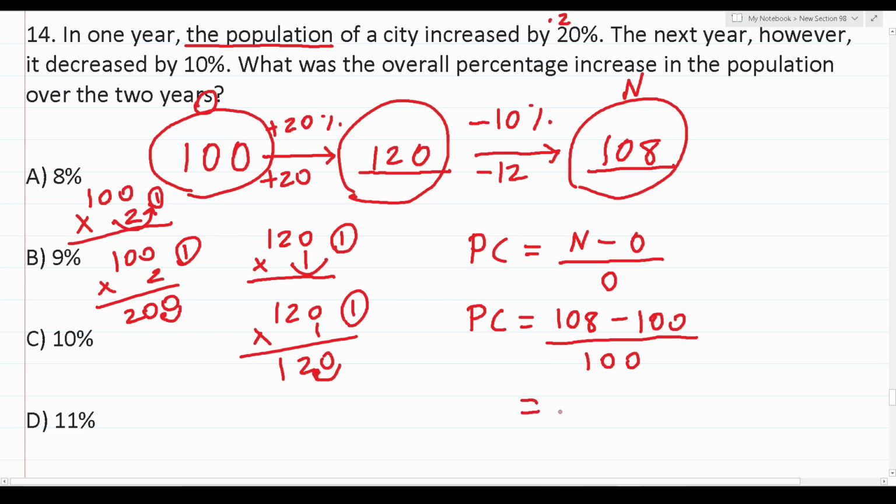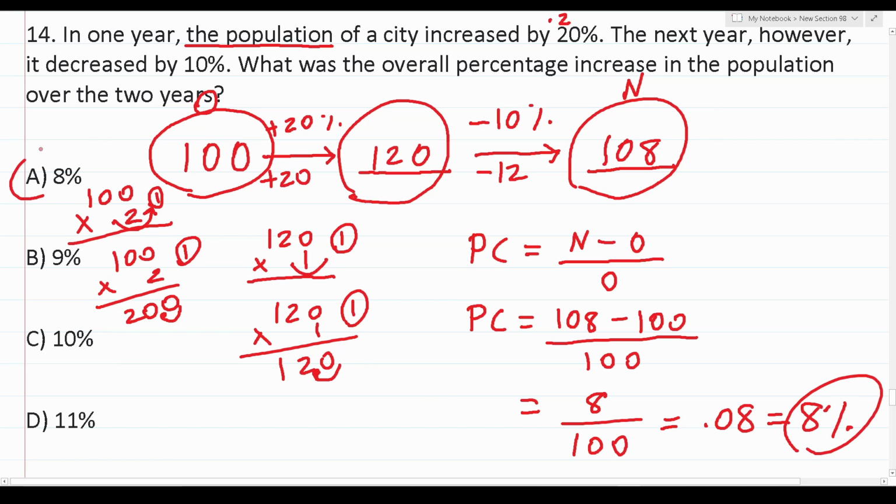And this math's actually pretty easy to do. 108 minus 100 is 8. So this becomes 8 over 100. 8 over 100 is 0.08, and we should know that 0.08 is 8%. So the overall percent increase in our population was 8%. It went ultimately from 100 to 108 people.